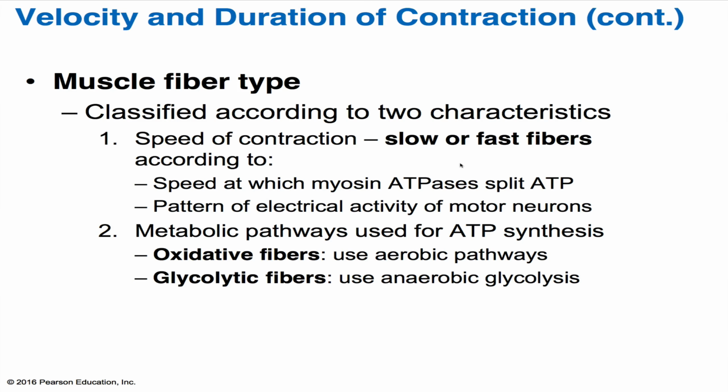The other characteristic is the pathway that they use for forming ATP. The cells that rely mostly on oxygen, using aerobic pathways for ATP generation, are the oxidative fibers. And then the fibers that rely more on anaerobic glycolysis are the glycolytic fibers.